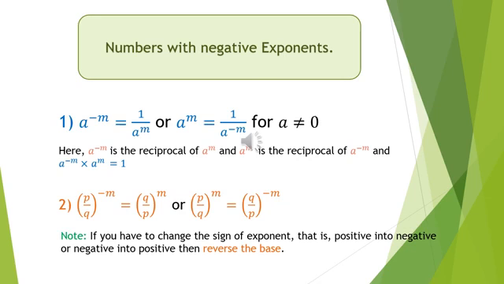Or if you have a number like p by q raised to the power m and you have to convert this number into negative exponent, then you will reverse the base to q by p and power will become negative because it is given as positive. So note, if you have to change the sign of exponent, that is positive into negative or negative into positive, then you will reverse the base.